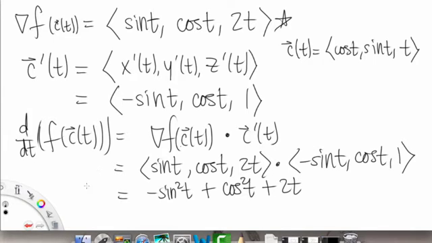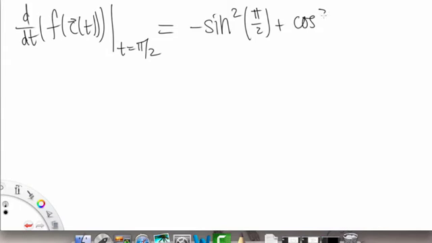Okay, so this is what the derivative is, and our last step is going to be evaluating it at t equals pi over 2. We'll continue this on the next slide. So we have d/dt of f of c of t evaluated at t equals pi over 2 is going to equal negative sine squared at pi over 2 plus a positive cosine squared at pi over 2 plus 2 times pi over 2.